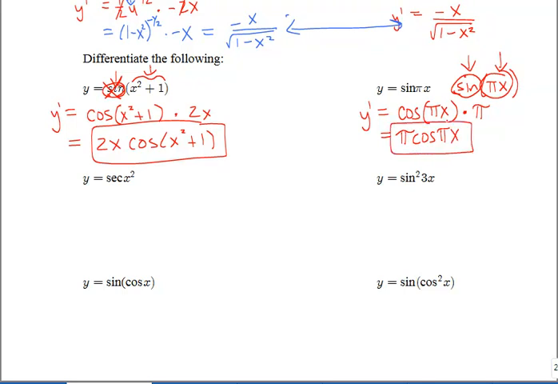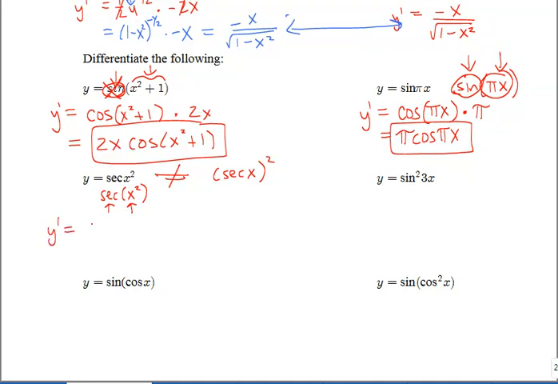Okay? All right, next example, secant of x squared. Now I want you to notice here that there's no parentheses. So this is not the same as secant of x quantity squared. Okay? In this problem, it's just the x that's being squared. So you want to think of it this way instead. So my outermost function is that secant, my innermost function is that x squared.